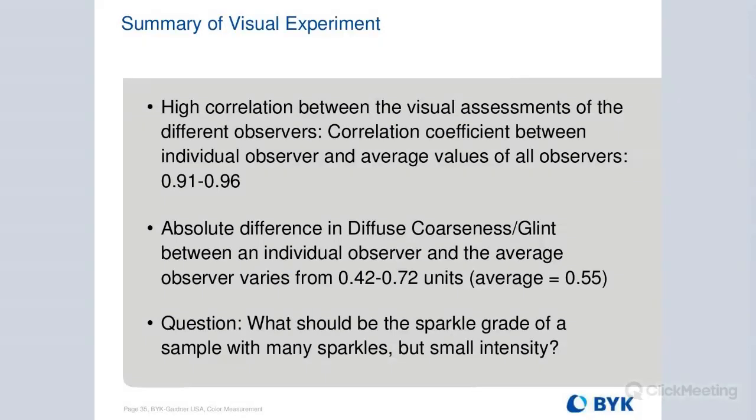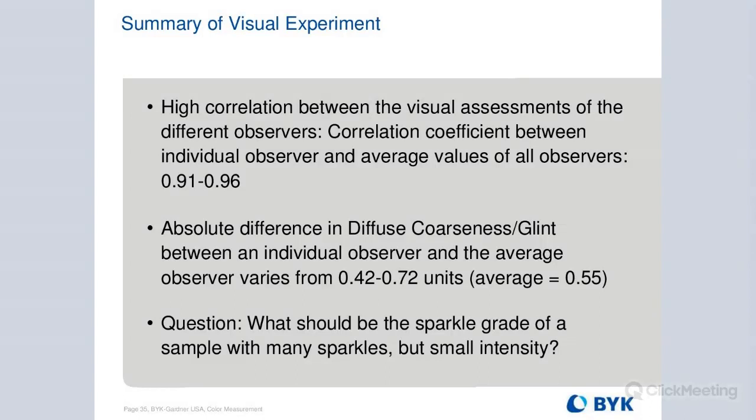What they did, then, was look at all of the different values that were determined, and they had anywhere from a 91 to 96% correlation. That's to say that 91 to 96% of the time, all seven observers chose the exact same answer for sparkle or graininess. They also found that the average observer can see roughly half a unit, 0.55 was the average, and that one unit of coarseness or sparkle was acceptable.